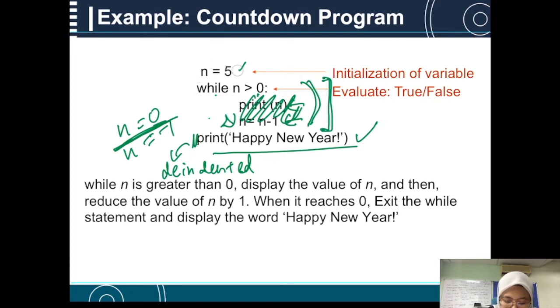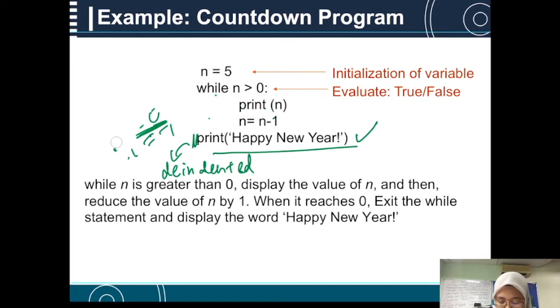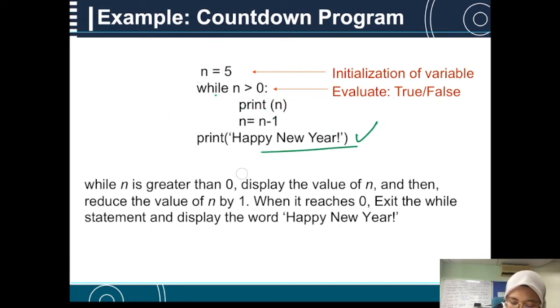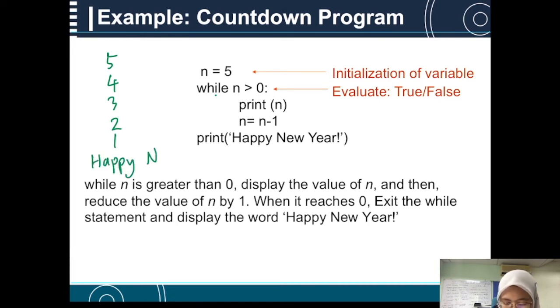Now, the output of this program is 5, 4, 3, 2, 1. Do you think 0 will appear? No, 0 will not appear, and I will explain to you why. So this will be the output for the program. Okay, so this is what happens.